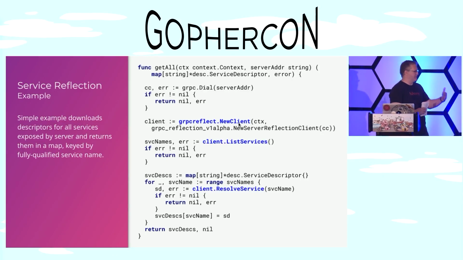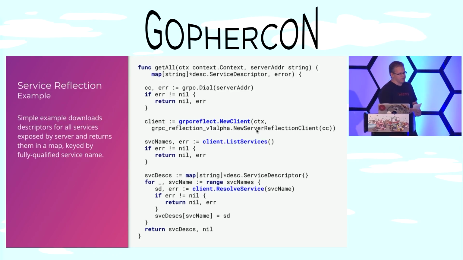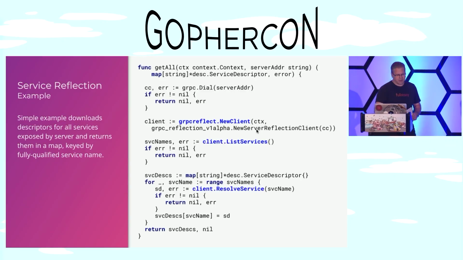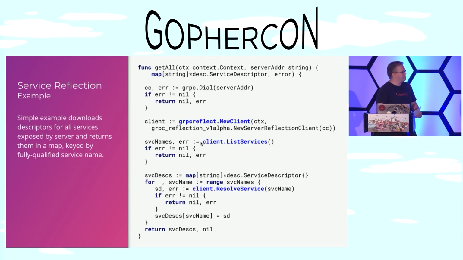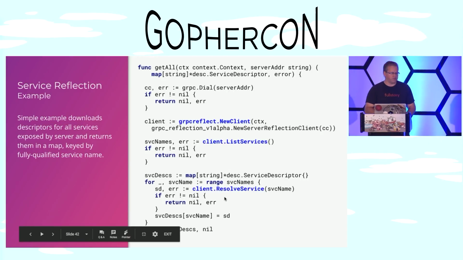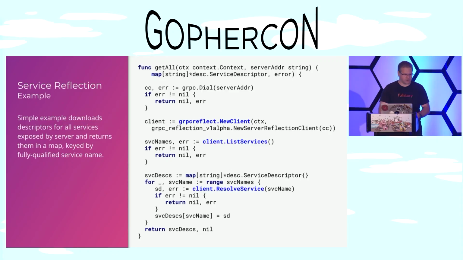So instead of having to send messages on the stream, which is what we'd have to do if we were using the stub, to say, I want a list of services, and now I want a descriptor for this element, we just invoke a list services method and get back all the names as a slice of strings. There are also several resolve methods where we can give it a fully qualified element name and get back a rich descriptor.